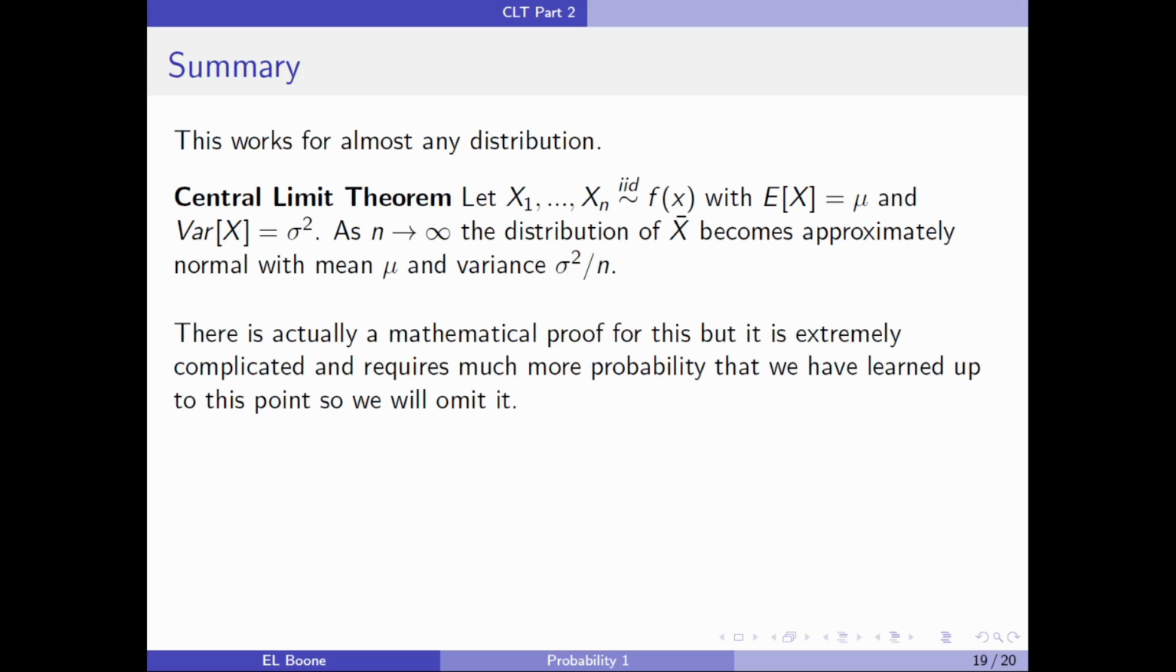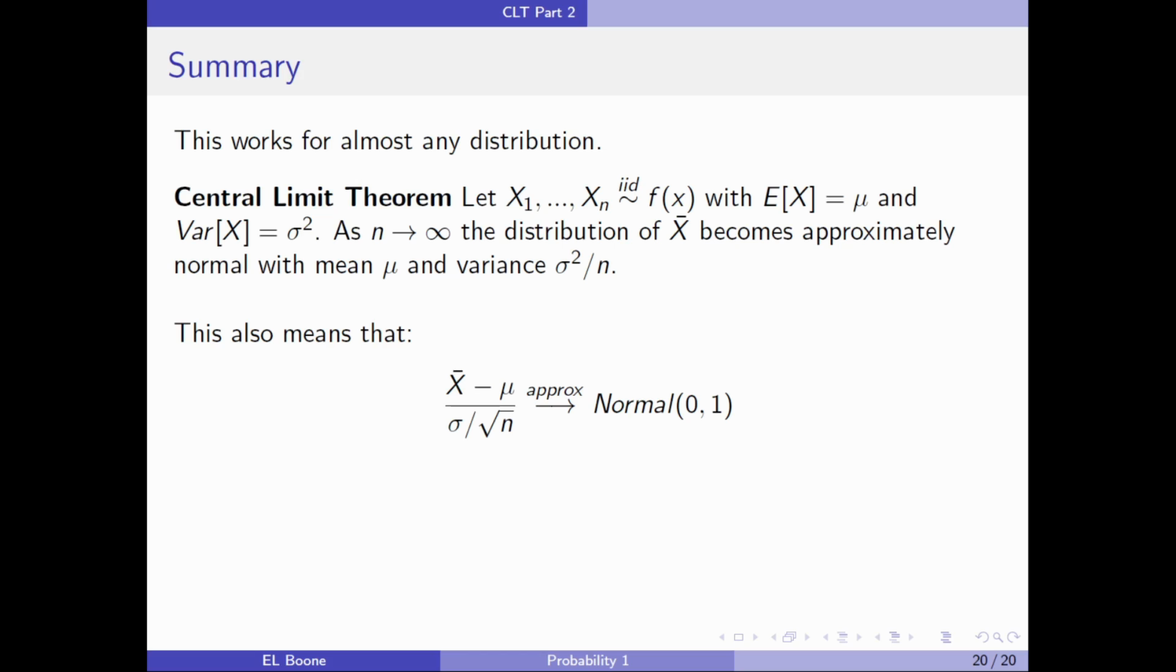Okay. There's actually a mathematical proof for this. It's really complicated, requires characteristic functions and lots of other little issues, Taylor series approximations, that we don't have enough probability learned at this point to be able to pull off. So we're just going to omit it. But it does exist, just to let you know that somebody didn't do this by eyeballing it. There's a mathematical proof behind it that says this is absolutely true. But this also means that if we did the standard normal transformation, this thing becomes standard normal.